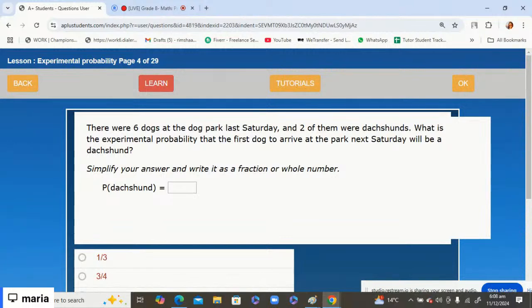So you tell me how many dogs there are in total. That is 6, and how many of them are Dachshunds? That is 2. So is it 2 divided by 6 or 6 divided by 2? Hurry up, everyone think about it. Yes, 2 is divided by 6. So 2 times 1 is 2, 2 times 3 is 6. Okay, so 1 by 3 is your answer. So we are putting 1 by 3 here.